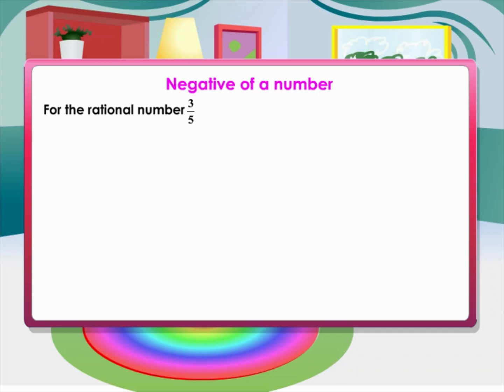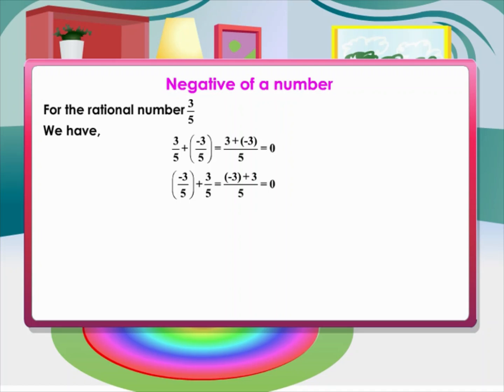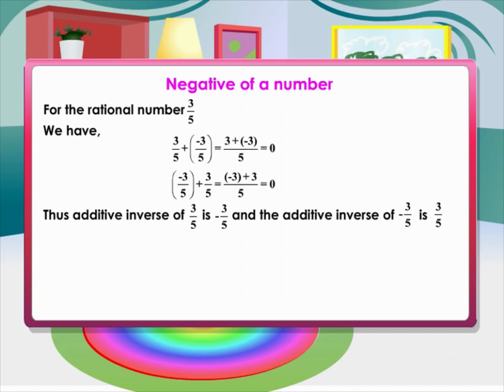As we've done before, let us find it for the rational number 3 by 5. We have 3 by 5 plus minus 3 by 5 is equal to 3 plus minus 3 divided by 5. Since the LCM of these two rational numbers is 5, add the numerators and then divide by 5. We get the answer 0. If you add minus 3 by 5 plus 3 by 5, then take the LCM, add the numerators and then divide by the denominator, we get the answer 0. Thus, additive inverse of 3 by 5 is minus 3 by 5 and the additive inverse of minus 3 by 5 is 3 by 5.